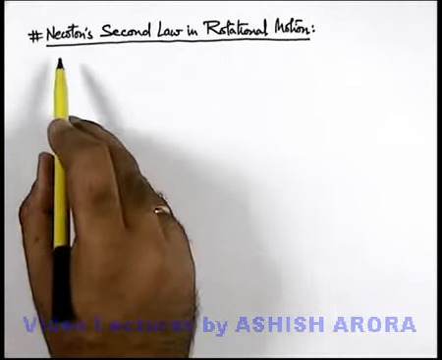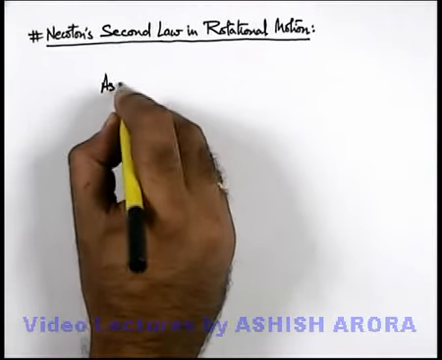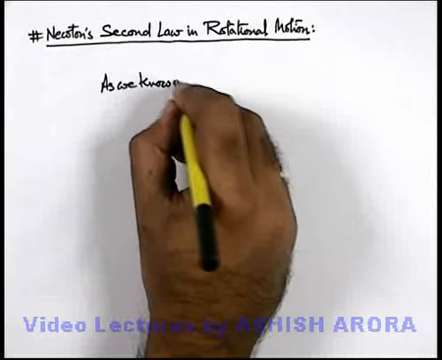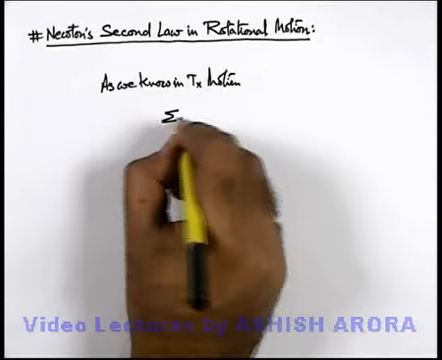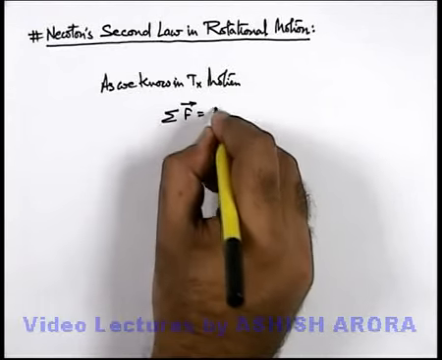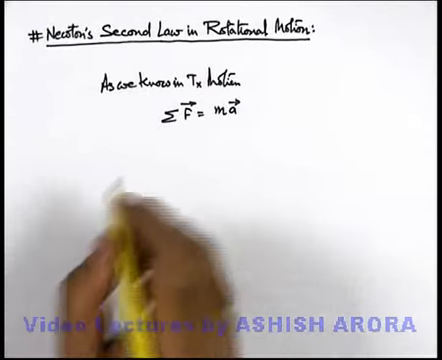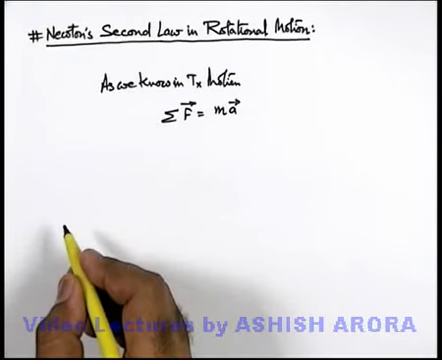Let's discuss Newton's second law in rotational motion. As we know, when we talk about translational motion, the summation of all forces acting on a body can be written as mass into acceleration. Net force on a body can be written as the product of mass and acceleration.